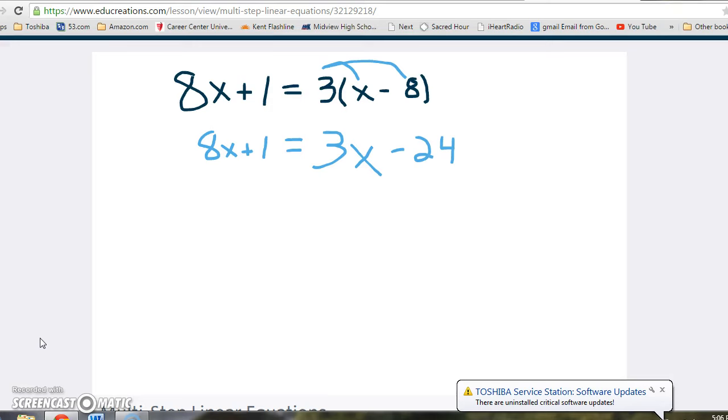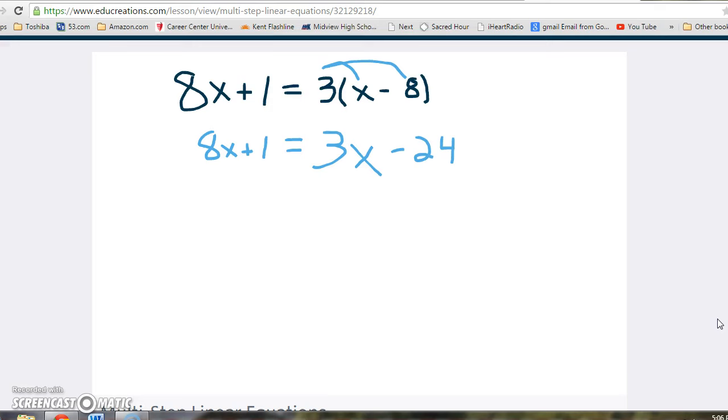Now we want to try to combine like terms on the same side. But if you notice on the left side, 8x plus 1 are not like terms. And if we look on the right side, 3x and the negative 24 are not like terms either. So we can't actually do this step. So we go to our next step, which is to combine like terms on the opposite side. Now we have 3x and 8x are like terms, and we also have 1 and negative 24 are like terms. So it doesn't matter which ones you choose to combine first.